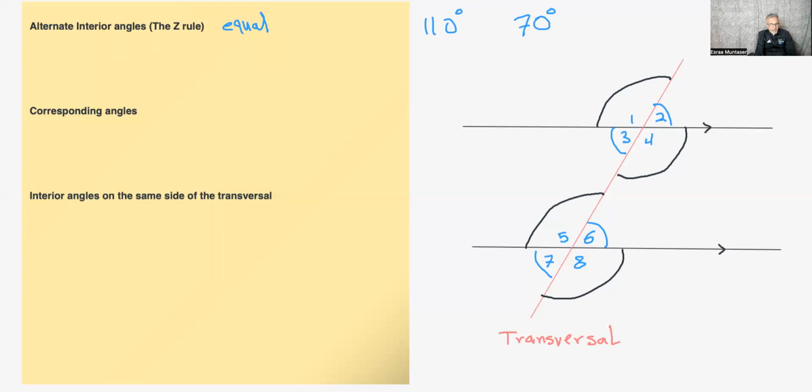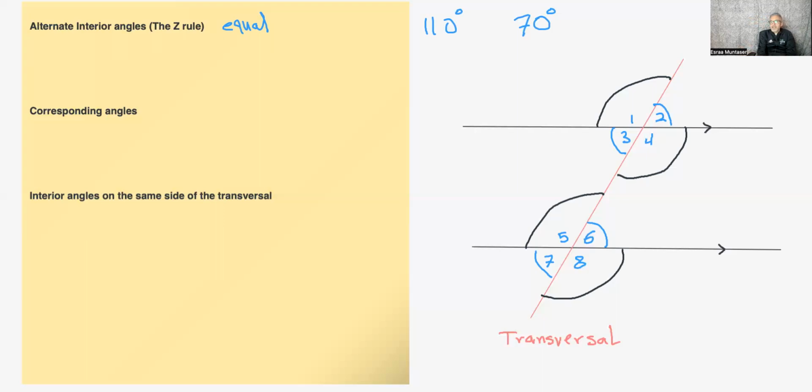Exterior will be these here. 7 and 8 are exterior. 1 and 2 are exterior because they are on the outside of the parallel lines. And interior is on the inside. So 3 and 4 and 5 and 6, they are interior. They are on the inside of the parallel lines.